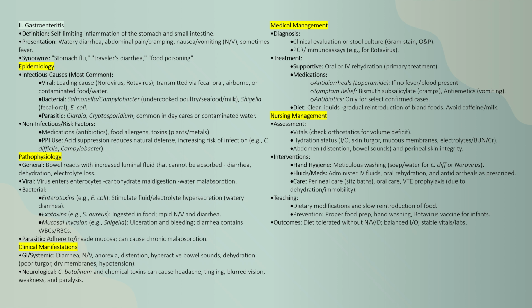The bismuth subsalicylate for cramping, antiemetics for vomiting. Antibiotics are prescribed only in select cases after stool culture results are known. Diet: start with clear liquids followed by a gradual reintroduction of bland, easy-to-digest foods. Avoid caffeine and milk products.